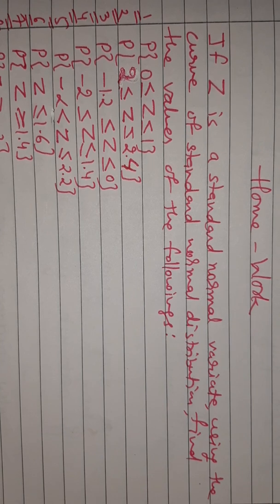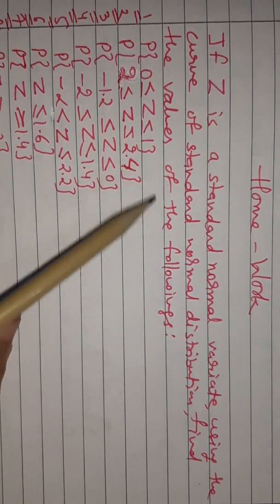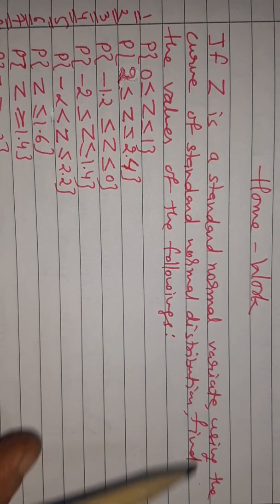Here is today's homework. If z is a standard normal variate, using the curve of the standard normal distribution, find the values of the following. There are 10 questions. Find the values along with diagrams.